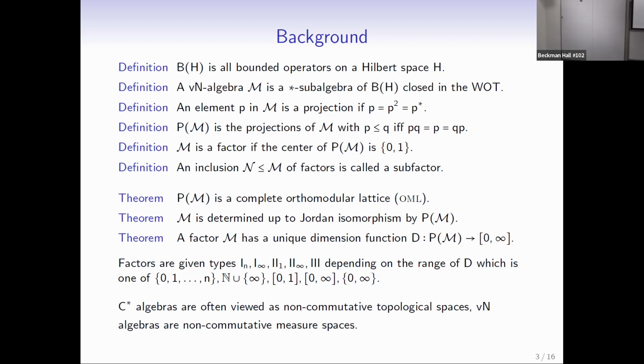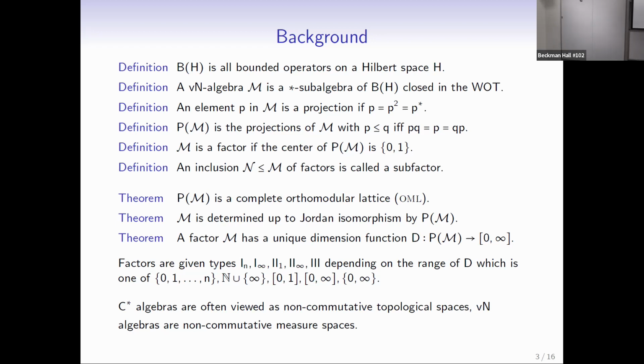A C-star algebra does not need to have any projections other than 0 and 1. You don't get anywhere looking at C-star algebras by looking at projections. But you do with von Neumann algebras. For the most part, this does a lot.